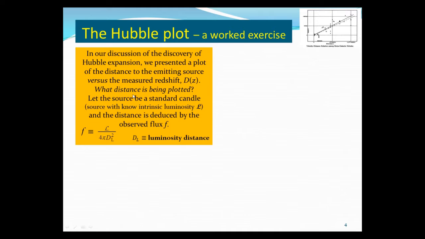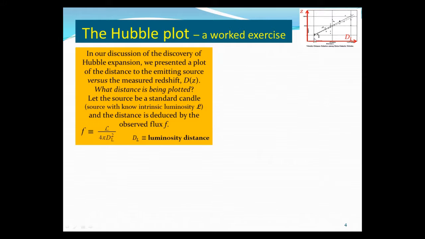It's clear what redshift is being measured, but what is the distance being plotted? If the source is a standard candle, which means a source with known intrinsic luminosity, the distance is deduced by observing the flux. The observed flux is related to the emitted luminosity divided by the area 4 pi d squared. So this defines the distance. And because this distance is measured through the measurement of luminosity, it is called the luminosity distance. So there's a definition of the luminosity distance.